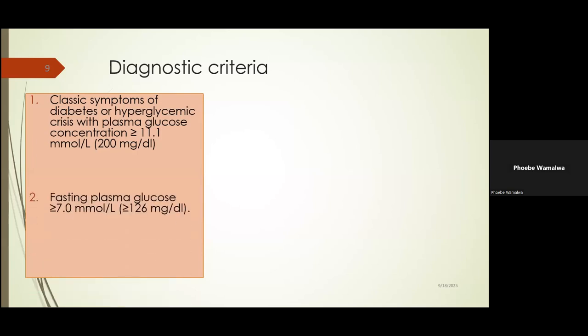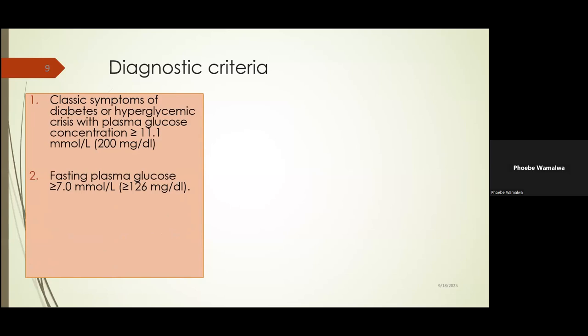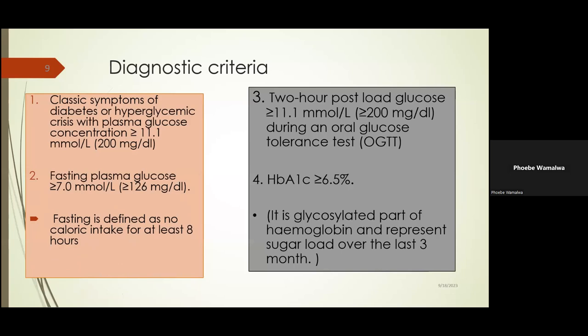You can also make a diagnosis if the fasting plasma glucose is more than 7.0 millimoles per liter. And fasting here is defined as no caloric intake for at least 8 hours. You can also make a diagnosis of diabetes after you have conducted what we call an oral glucose tolerance test. It's a dynamic test where you give a patient 75 grams of anhydrous glucose, and then 2 hours later you check the sugars. So if the sugars come to more than 11.1, then you can make a diagnosis of diabetes.